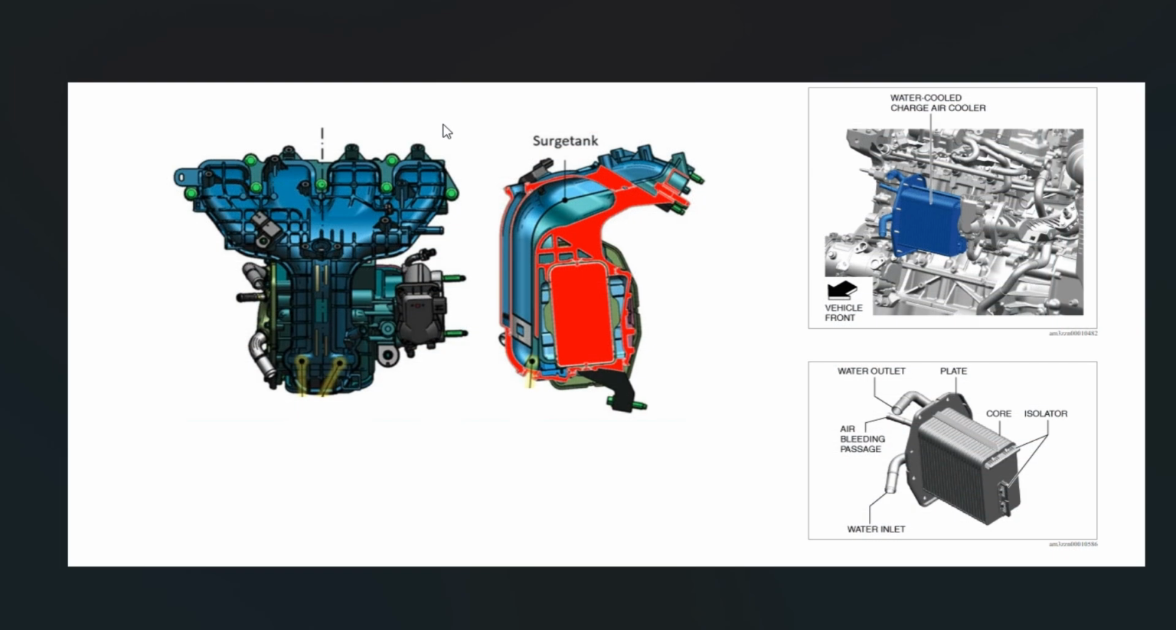Here's a picture of the intake manifold where the intercooler sits. If you're looking at the front of the car, you've got your intake manifold right here. These hoses going into the side are the intercooler core. This is what it looks like if you were to just pull it out. It slides right into the manifold.